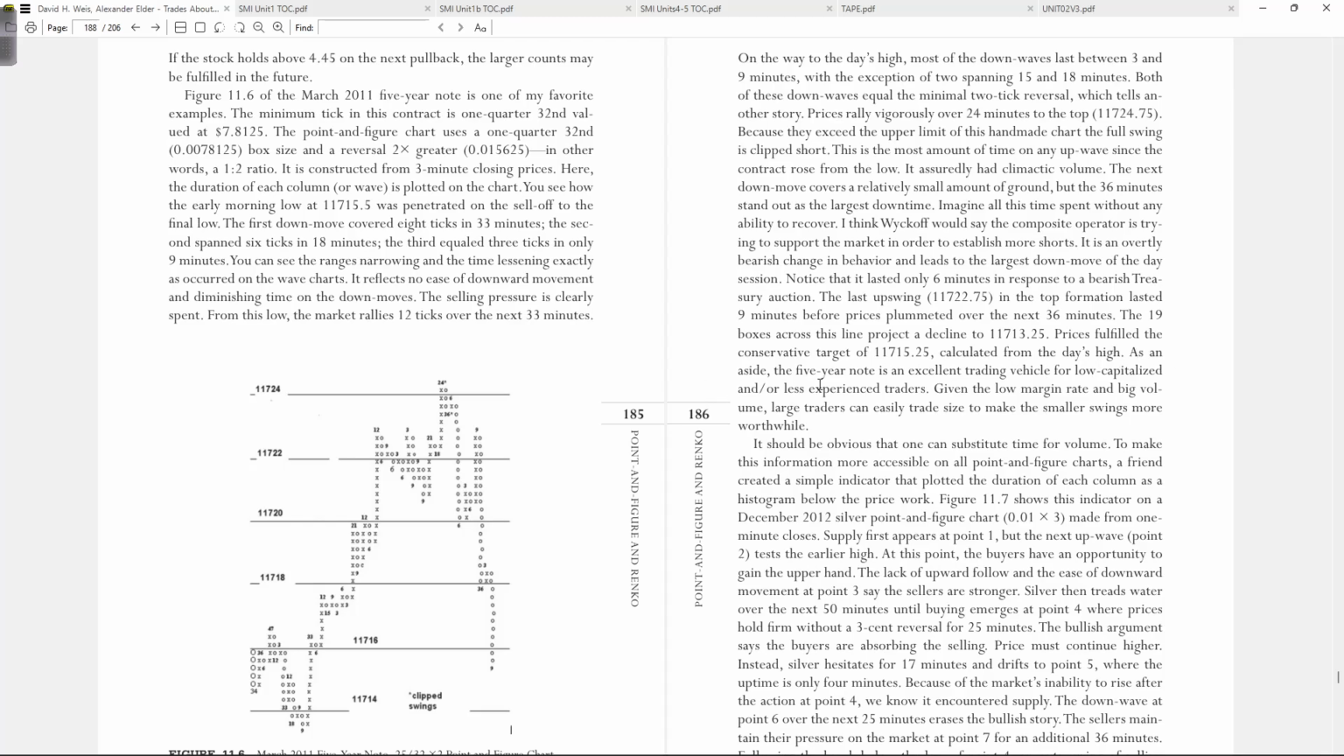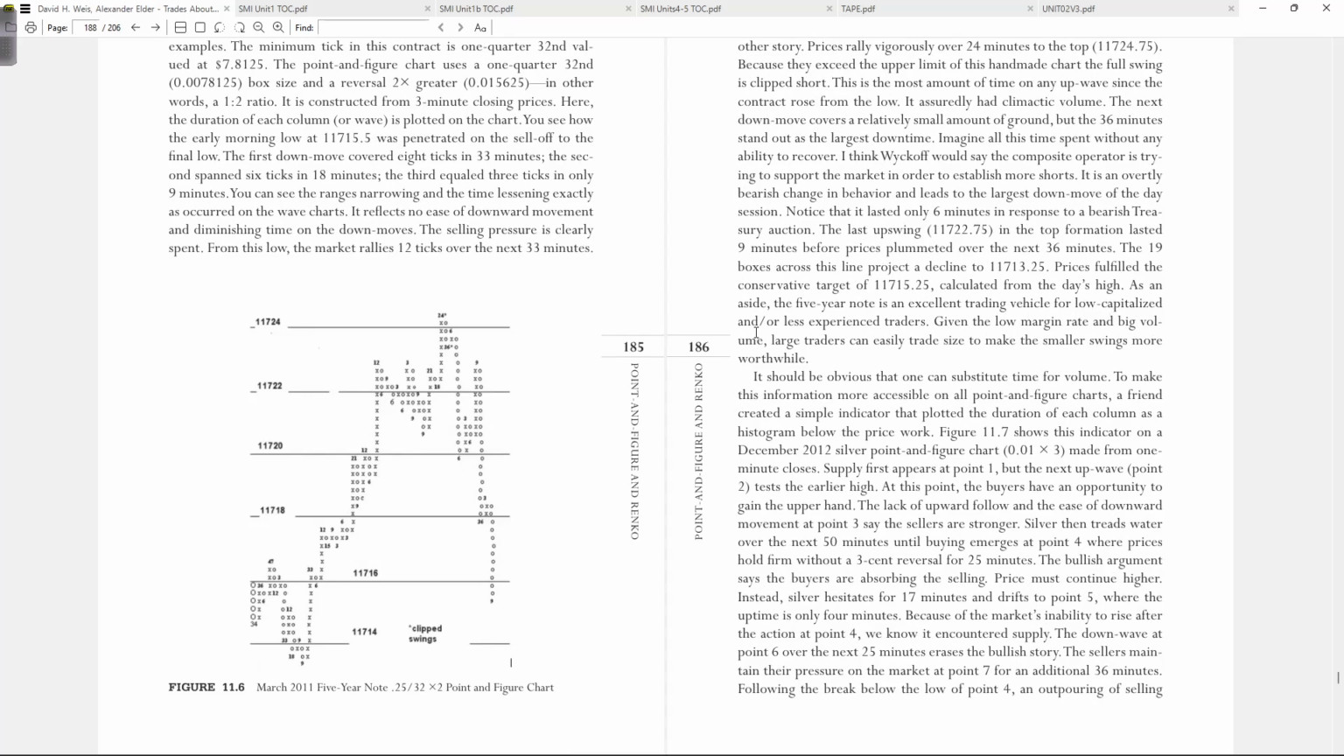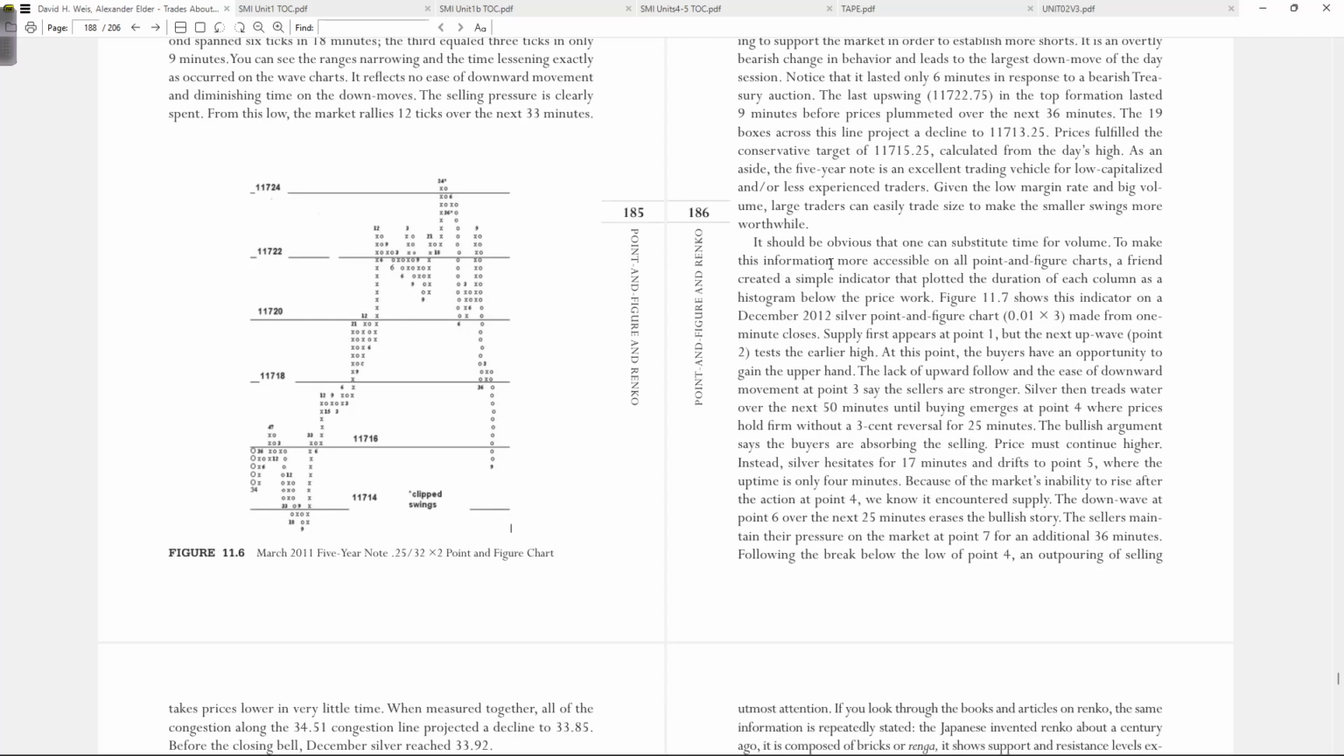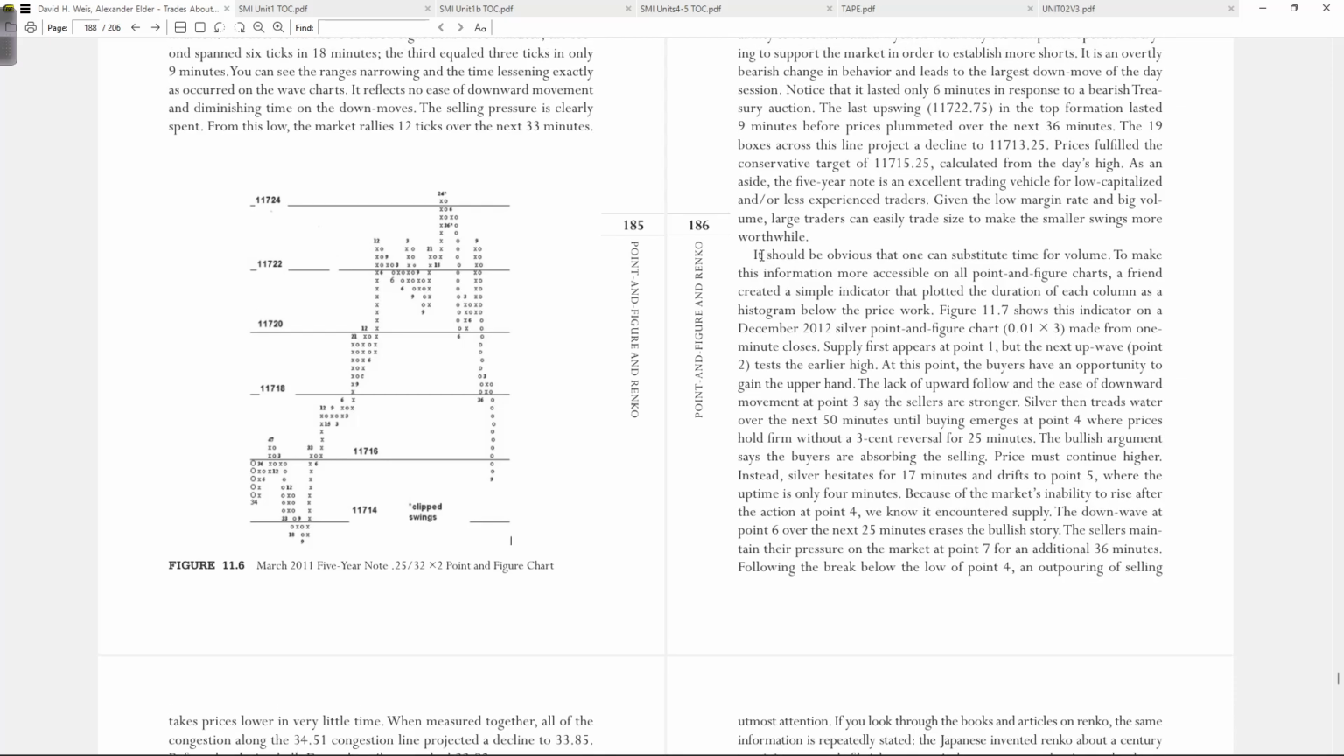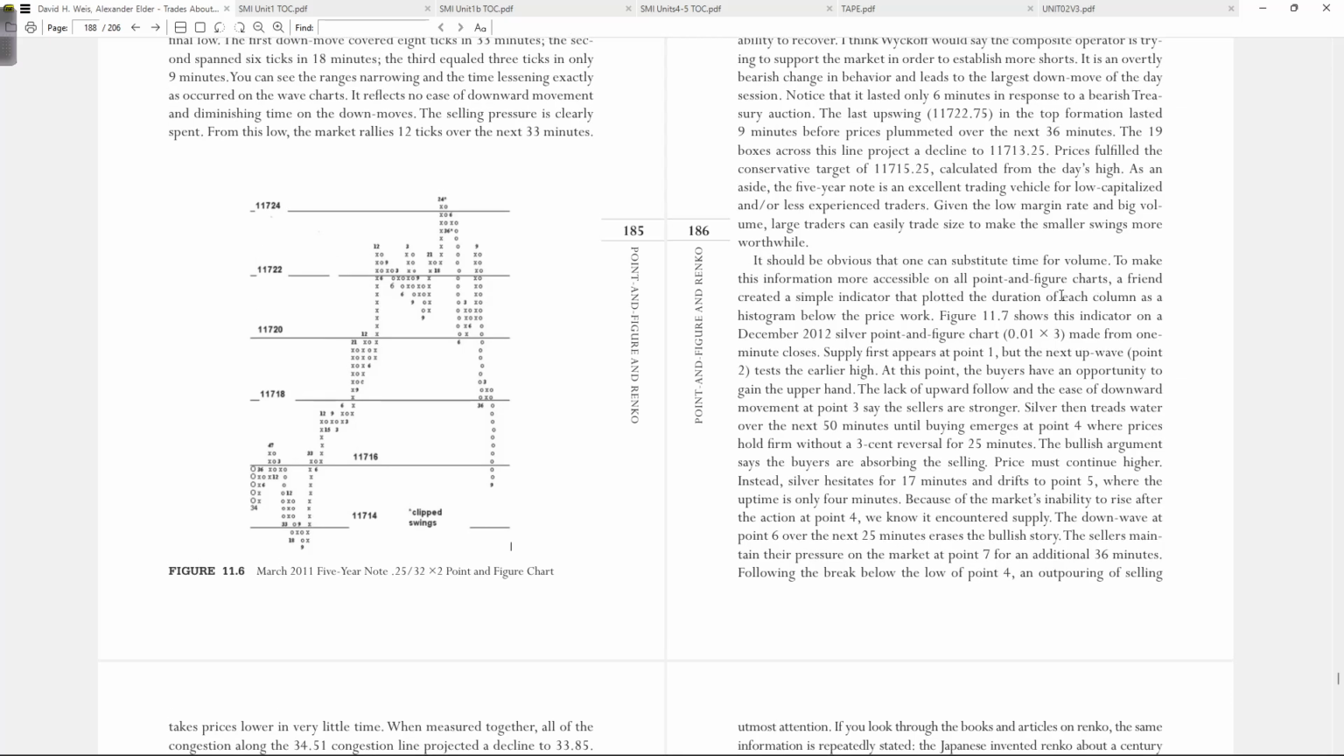As an aside, the 5-year note is an excellent trading vehicle for low capitalized or less experienced traders. Given the low margin rate and big volume, large traders can easily trade size to make the smaller swings more worthwhile. It should be obvious that one can substitute time for volume to make this information available on all point and figure charts. A friend created a simple indicator that plotted the duration of each column as a histogram below the price flow.